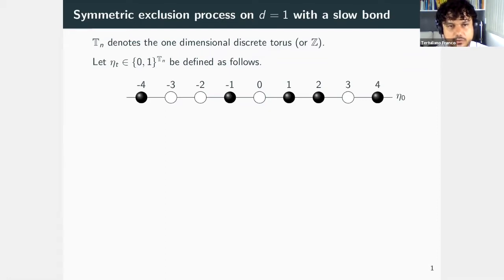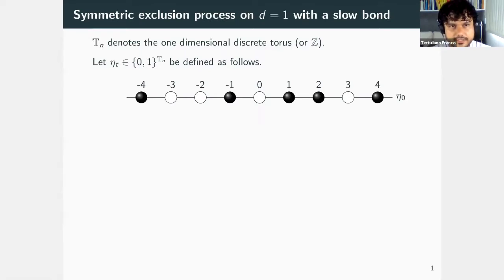Here, T_n denotes the one-dimensional discrete torus. Do you see my pointer, my mouse here? You can see it or not? Yes. Okay, that's okay. Thank you. So T_n is the notation for the discrete torus with n points, or it can be Z as well. The point here is to be one-dimensional.